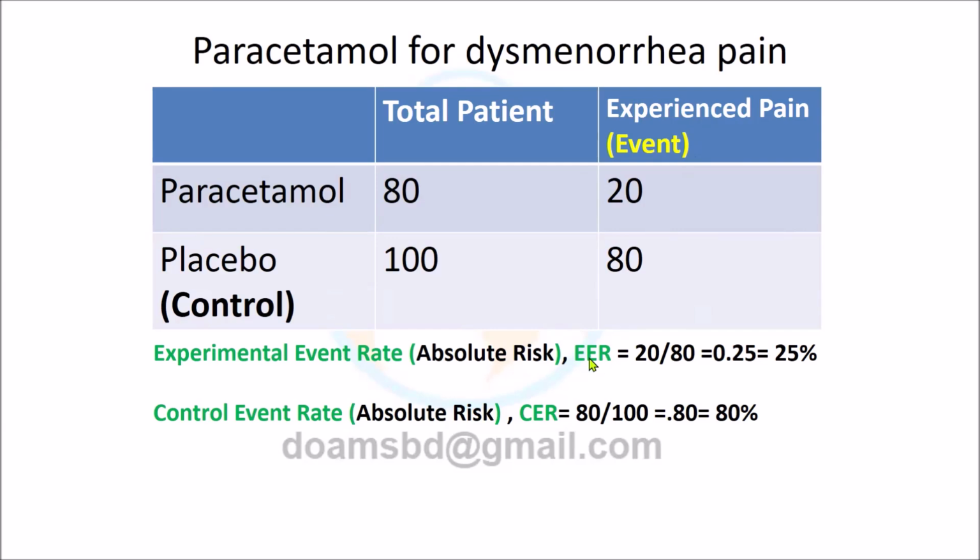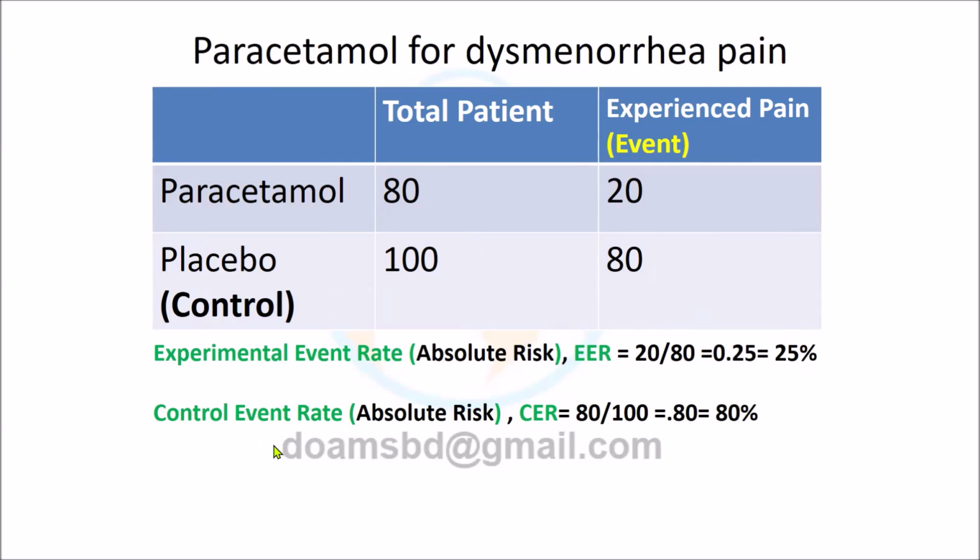The abbreviated form is EER. The calculation is 20 divided by the total number of patients. Clear? So 20 divided by 80 means 0.25 or 25%. Just try to remember this and please keep a note on your white paper.